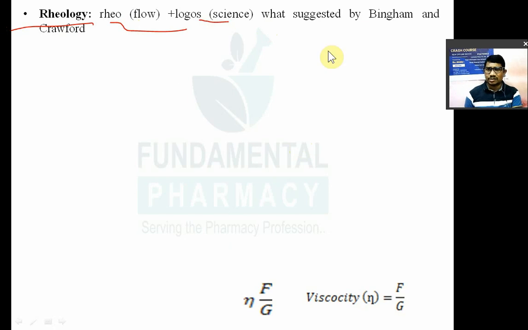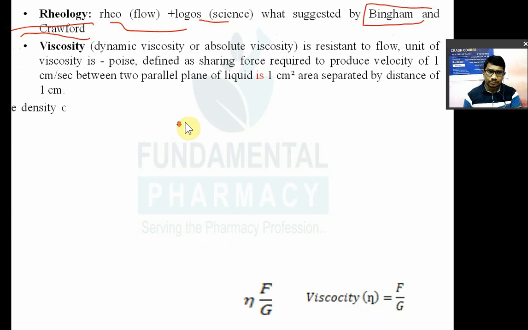Now the term rheology was suggested by Bingham and Crawford. A particular type of material which shows plastic flow is known as a Bingham body. Okay, we'll see that in an upcoming part.